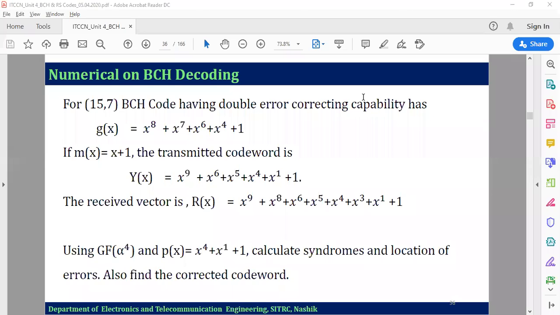So BCH code is given 15, 7, that means n is 15 and k is 7. Then it is a double error correcting code, that means tc is equal to 2. Then the generator polynomial is given, the message polynomial is given, and the transmitted code word for that message polynomial is given, which is nothing but the systematic form of that code word, and the received code word is given. Using GF 2 raised to 4, this is not GF alpha raised to 4, this should be GF 2 raised to 4, and primitive polynomial x raised to 4 plus x plus 1, calculate the syndromes and location of the errors and find the corrected code word.